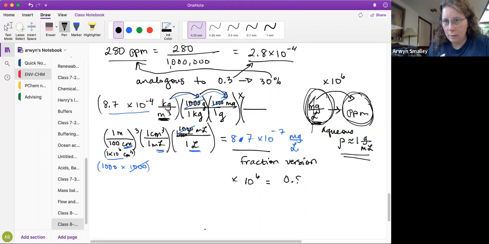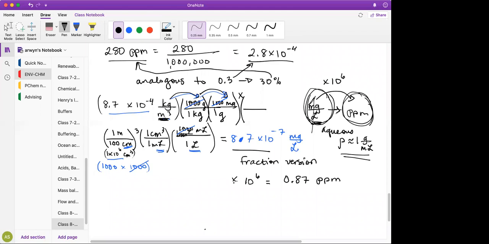So that would give me 0.87 parts per million. Yeah, on this one I get 0.087 if I just multiply it all the way out. So I guess I have to keep looking and see what's happening. It's the same problem for the other video.